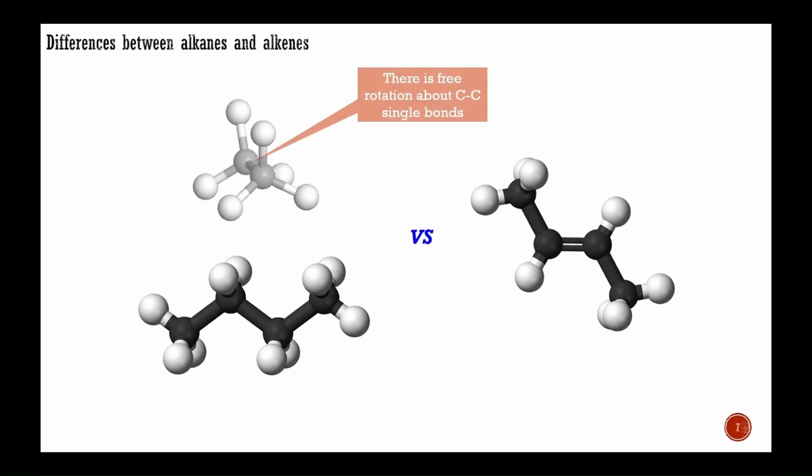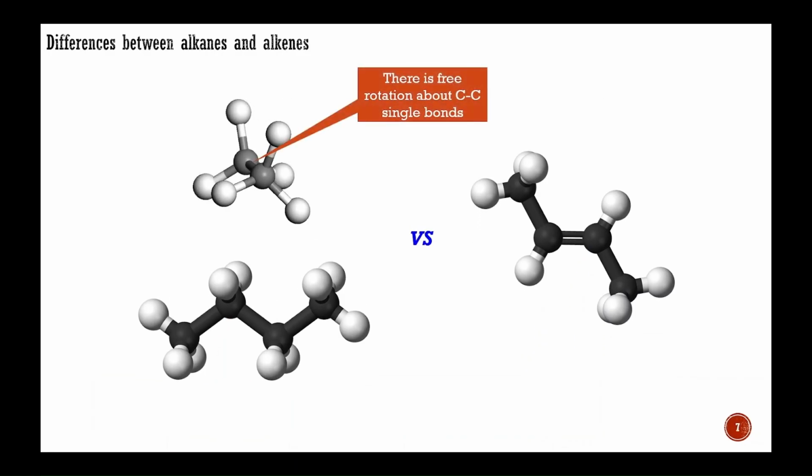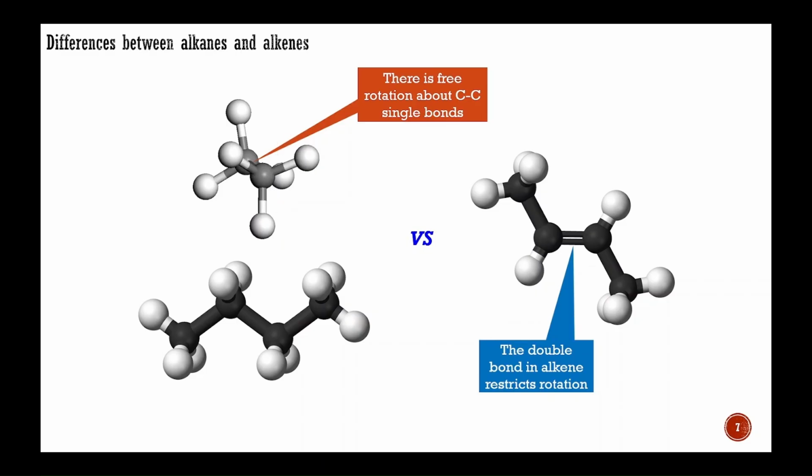Another key difference is that the carbon-carbon single bond in alkanes allows free rotation of bonded groups, meaning the atoms in an alkane continually change their relative positions. In contrast, the double bond in an alkene restricts rotation, so the relative positions of the atoms attached to the double bond are fixed. To understand the reasons behind restricted rotation around double bonds, we should consider the atomic orbitals involved in bonding in alkanes and alkenes.